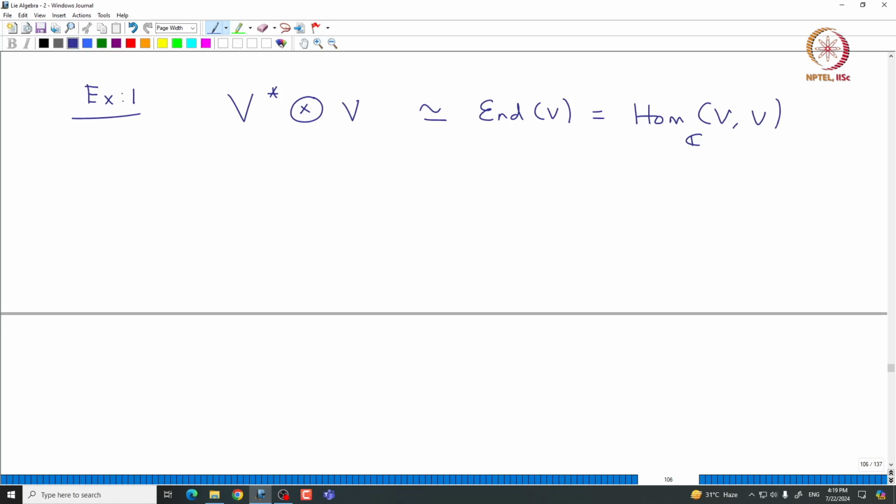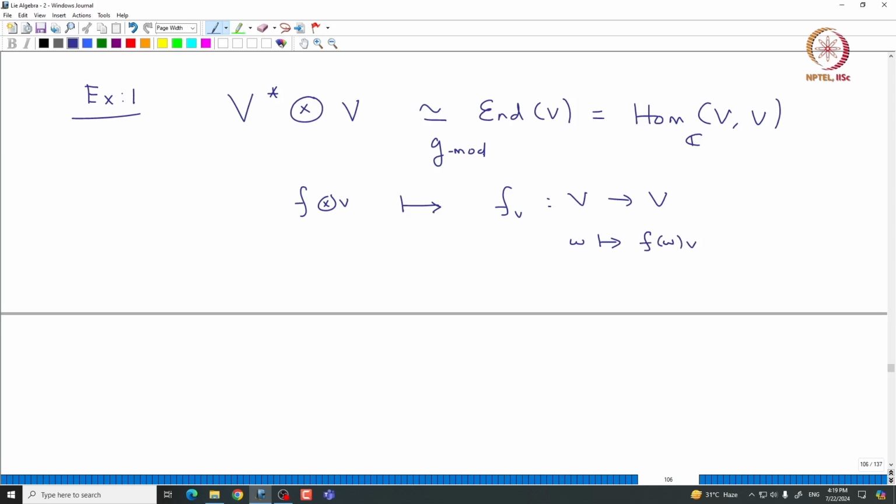V star tensor V is a G module, because if you start with V being a G module, then V star has a dual G representation, and similarly the home space also has G module structure. So, then one can ask whether this natural map is a G module map. Indeed, it is a G module map. One can actually prove that. So, what is this natural map? One can define it on the simple tensor. If you take this F tensor V, then you can define this FV, which is a map from V to V, which actually takes W to just F of W times V.